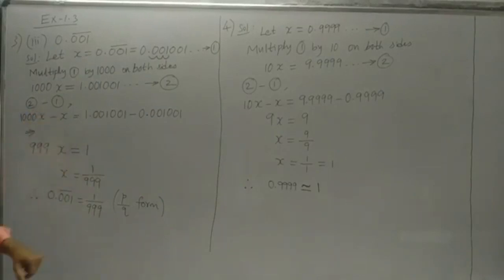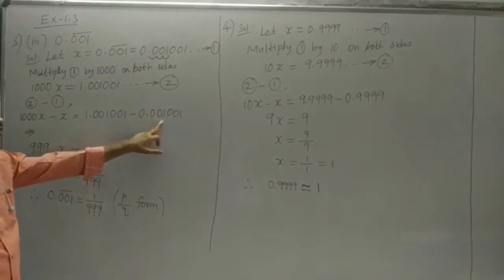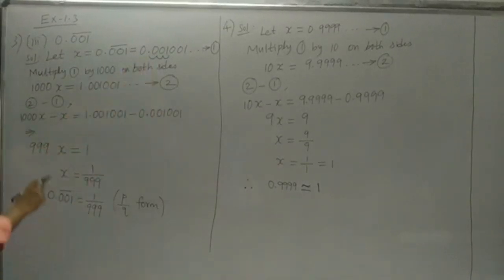Now equation 2 minus equation 1, you get 1000x minus x, which is equal to 1.001, 001 minus 0.001, 001. And now this becomes 999x, and here the decimal parts are equal, so they vanish. The remaining integer part is 1. When you subtract, you get 1, and x equal to 1 by 999. So 0.001 bar equal to 1 by 999, which is in p by q form. So in all these exams, the given decimal expansion is converted to p by q form.